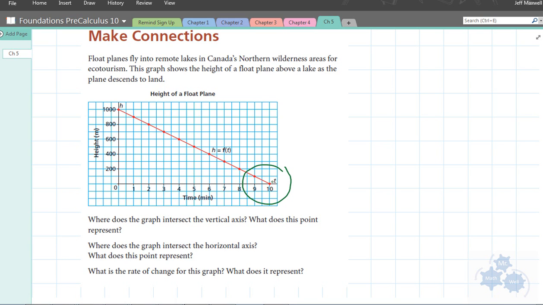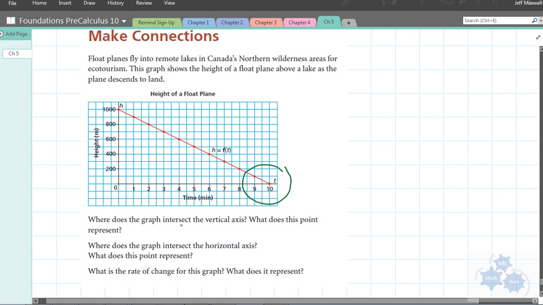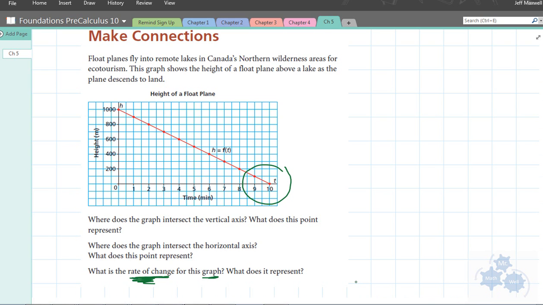Yeah, that's exactly right. See all the information we're getting from this graph? Okay, it took 10 minutes to descend. Okay, it started off at 1,000 feet. That's when we started measuring. It's awesome. Okay. Now, what about the rate of change for this graph? Do you remember us talking about the rate of change? What's the rate of change? And what's another word that we used for the rate of change of a straight line? Slope. Yes. So we're looking for the slope of this graph.